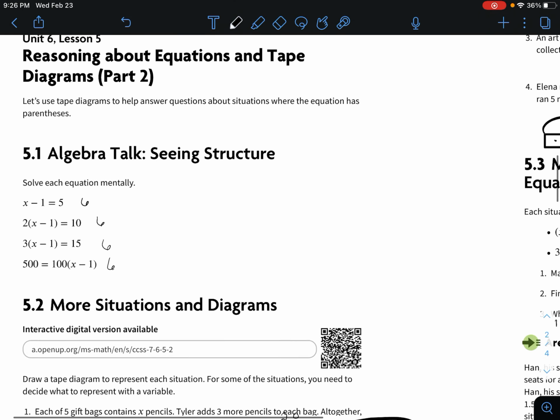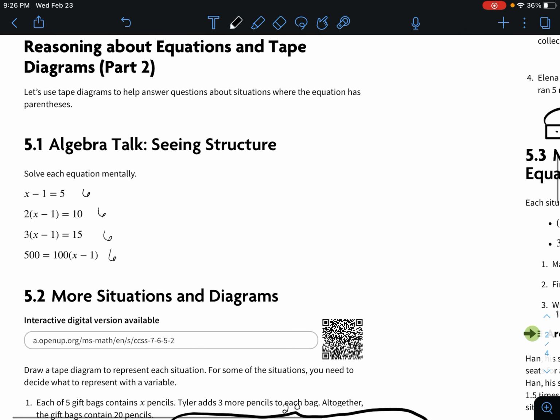Moving along, we've got, so 5.1, this is just continuing what we're doing. So now here you've got solve each equation mentally. So x minus 1 equals 5, so that'd be 6. You'll notice it's going to follow that same pattern. What's in the parentheses on the rest of them should equal 5, but it's a minus 1, so obviously 1 more than 5 is 6.